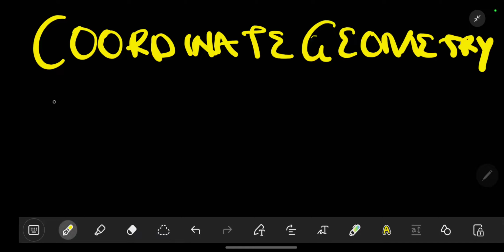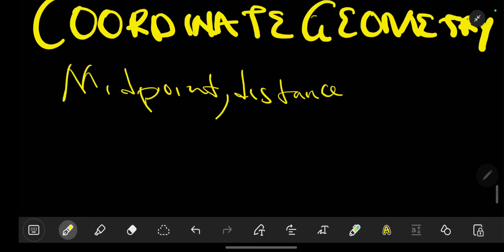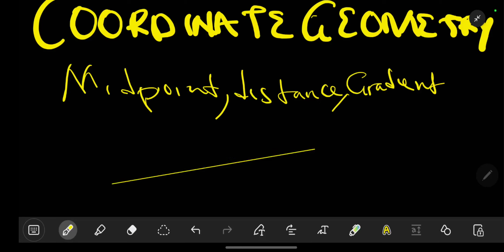So here today we are going to be looking at the midpoint, the distance of a straight line, and the gradient. So coordinate geometry, we are just going to be looking at lines, how the line will be able to produce a straight line, the distance and all that. But for this video we are just going to look at the midpoint, distance and the gradient. Then in another video we are going to continue from there.